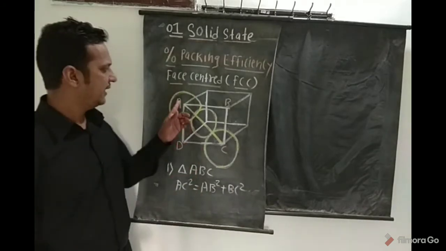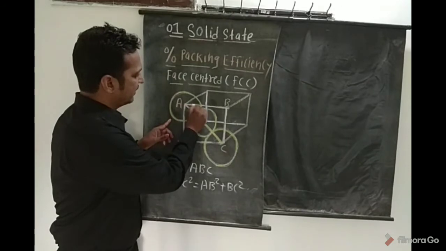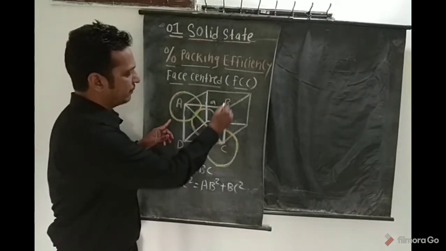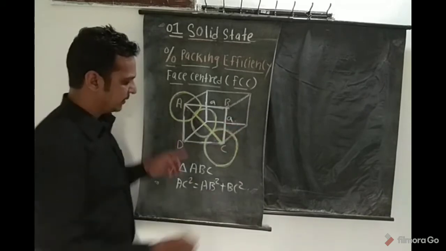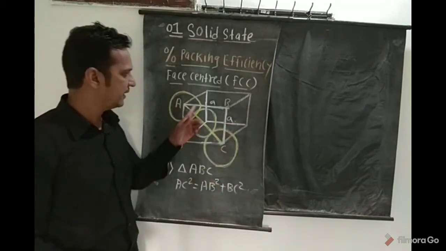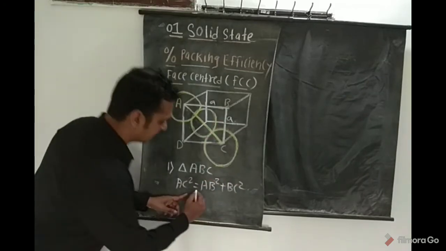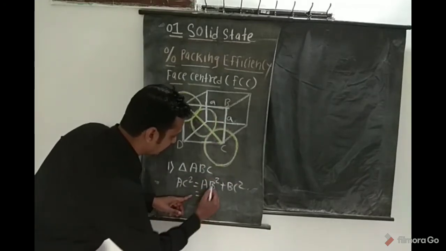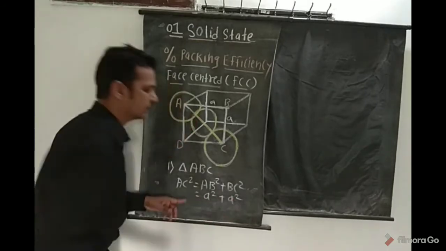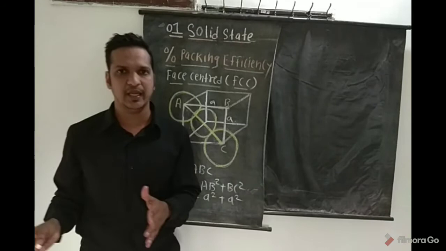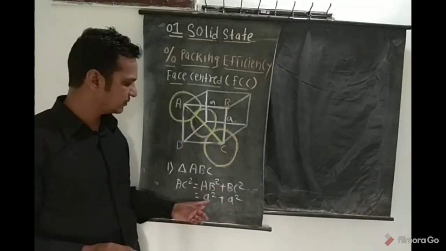Now we know that AB means edge length a, because this total edge length is equal to a. Also BC is also a. So here AB square means a square plus BC square means again a square. So a square plus a square.